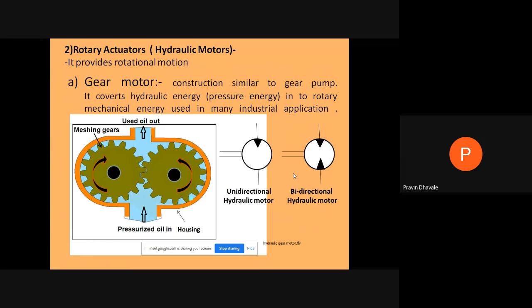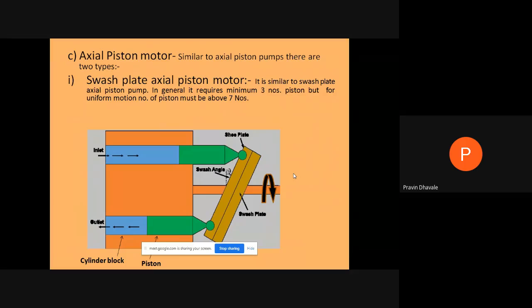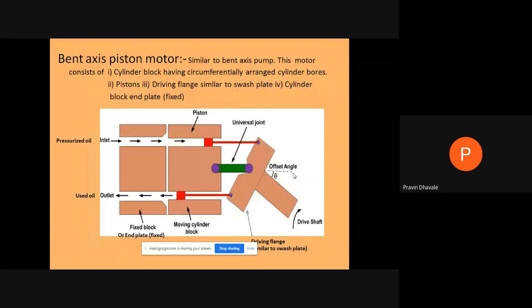Then we see the rotary actuators. Rotary actuators are mainly hydraulic motors. Here, we are converting the hydraulic energy of the fluid into rotary motion. This motion may be completely rotary or partially rotary. Accordingly, it may be classified. As far as completely rotary motion, meaning through 360 degrees, we have studied gear motor, vane motor, swash plate piston motor, that is, it comes under the category of axial piston motor, and bent axis piston motor.